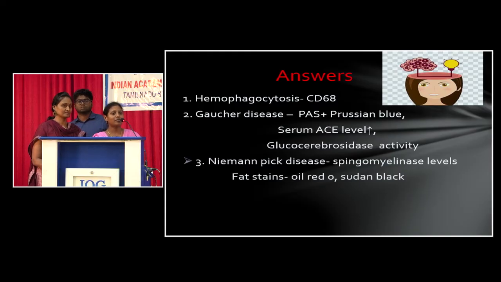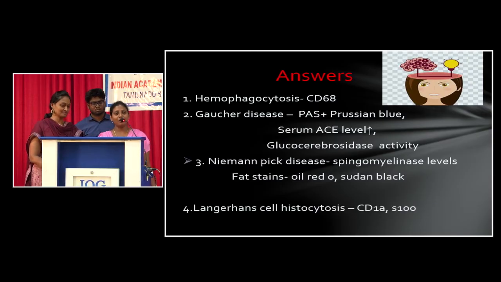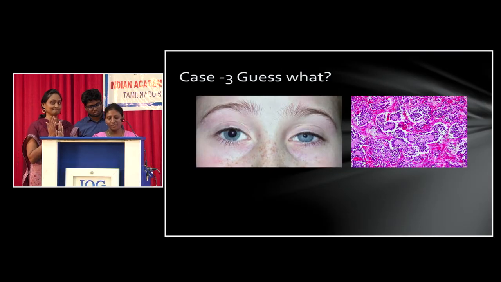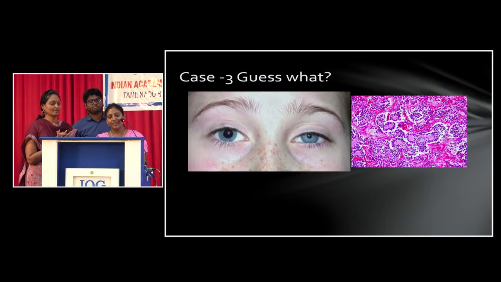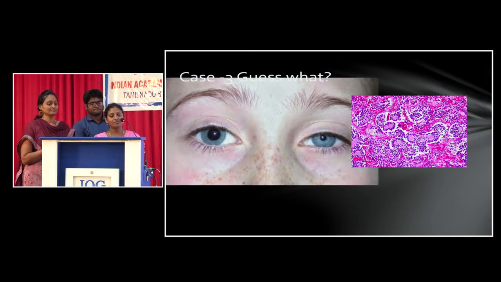Persian blue? Persian blue will stain what? Iron. Here. CD1A. Yeah, it's a repetitive question. Okay. So 3 out of 4. I'm giving 15 marks to B. Okay, good attempt. Next, guess this.